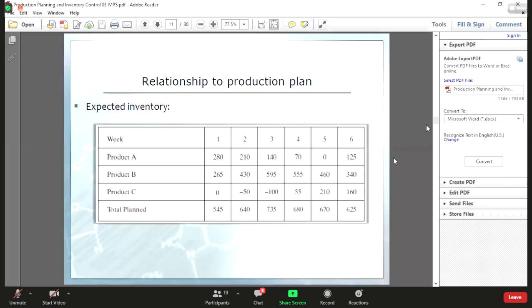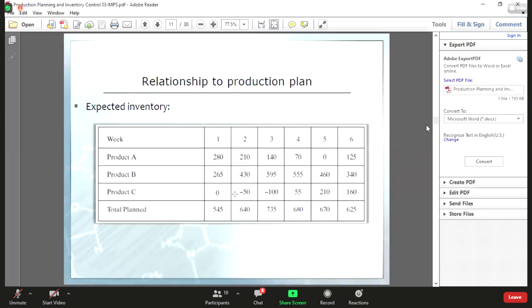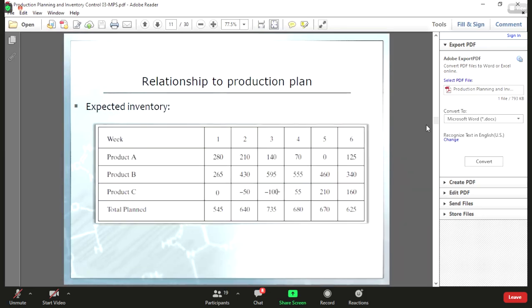Expected inventory, this one. After we decide to produce like this, 205 all for product B for periods 1 to 3, and after that we decide to produce for product C and also for product A like this. Then we can calculate the inventory. See, we have negative inventory for product C starting from period 2. It means that the decision is not good. You need to revise it by yourself. Please revise this matrix so that there is no negative inventory. It means that we can satisfy all of the products' demand.